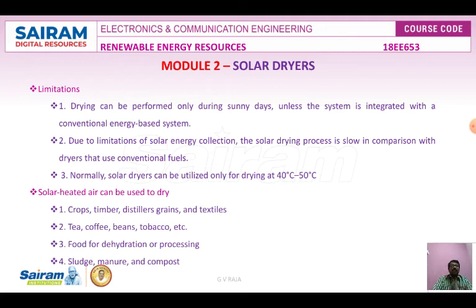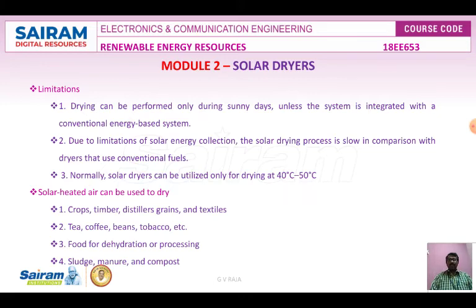Due to limitation of the solar energy collection, that means in morning time the sun rays are very less, in evening time the sun rays are very less. So at sunset and sunrise, during that time the radiation is very less. But in the middle or noon time, it is very high. So during that time the drying process is very good. The rest of the time the drying process is very slow when compared with the conventional system. And solar dryers are only utilized for 40 to 50 degrees Celsius.